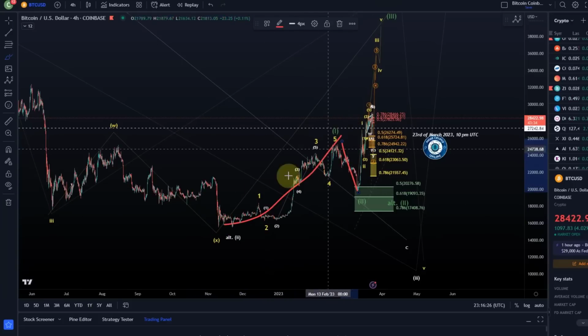So the 5 waves up are always a first strong indication that a trend has shifted. But the 5 waves alone do not give you enough confirmation. I had a few questions about if I could again explain what is needed so that we can say that the bear market has actually ended.